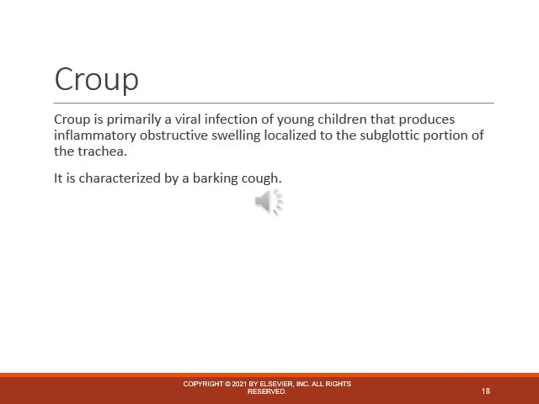Croup is typically identified through a barky cough in young children and infants. It's caused by an inflammatory process that causes swelling in the subepiglottic portion of the trachea. So just below the epiglottis, where the trachea and the esophagus originate, just below that area, there's inflammation causing swelling, and it results in a very barky type cough.